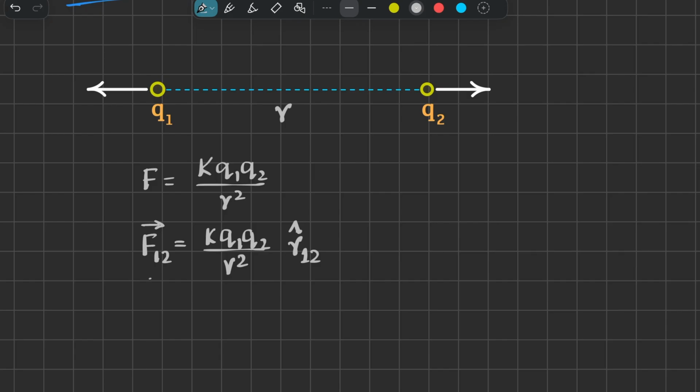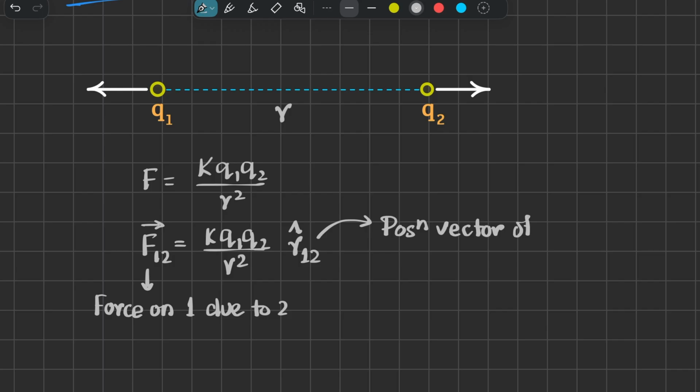So what does it mean? This F12 means force on 1 due to 2. And what does R12 mean? This means the position vector of 1 with respect to 2. So if the two points' position vectors are given, we can also write the R12 vector this way.